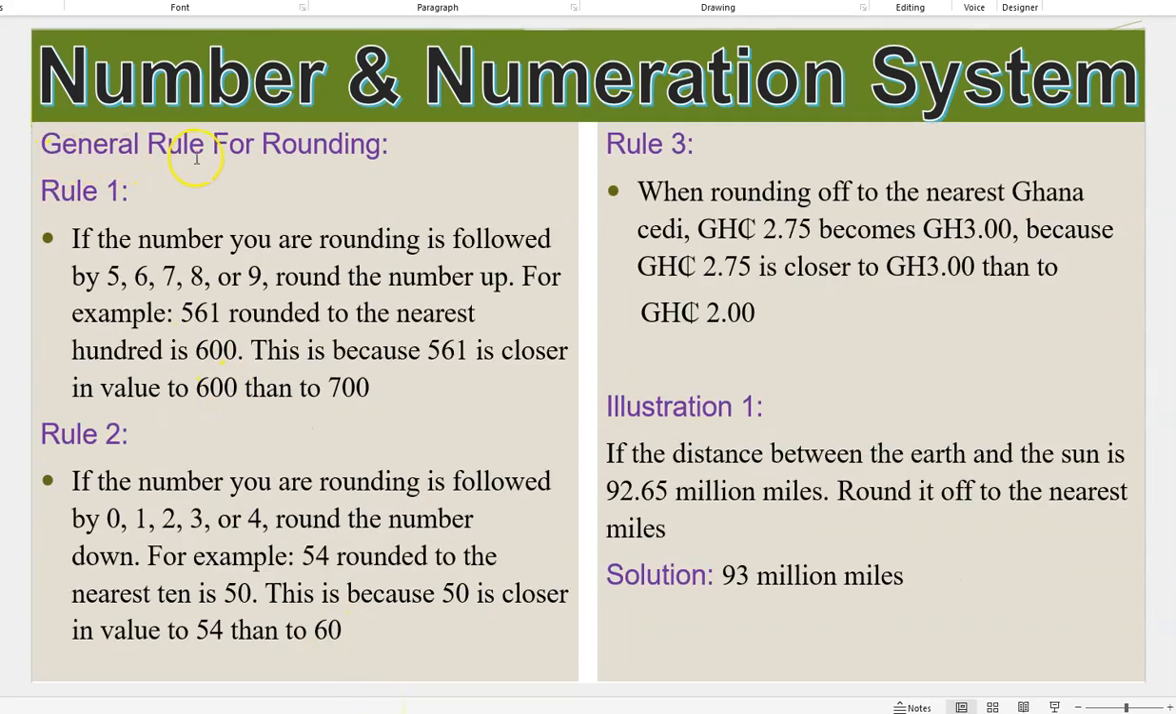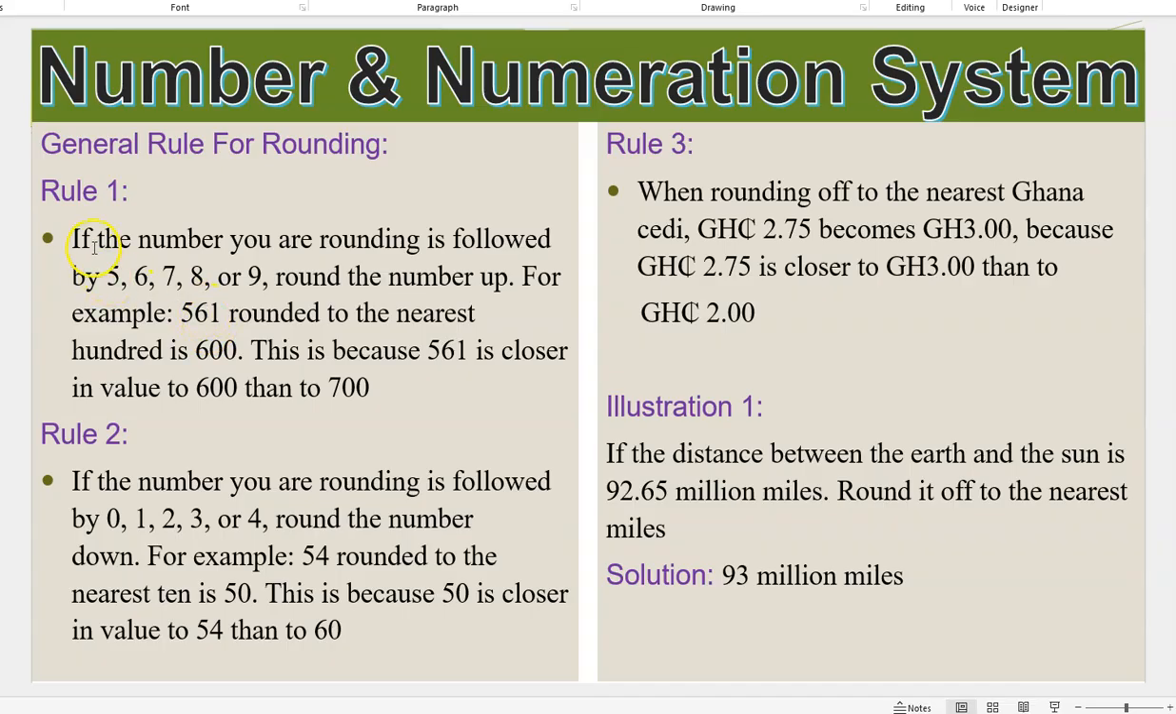Now, let's look at the general rules for rounding. When you are rounding off, rule number 1: if the number you are rounding is followed by 5, 6, 7, 8, or 9, round the number up. What this means is that we will add 1 to the next number on the left. For example, 561 rounded to the nearest 100 is 600. Why? Because this is more than half.